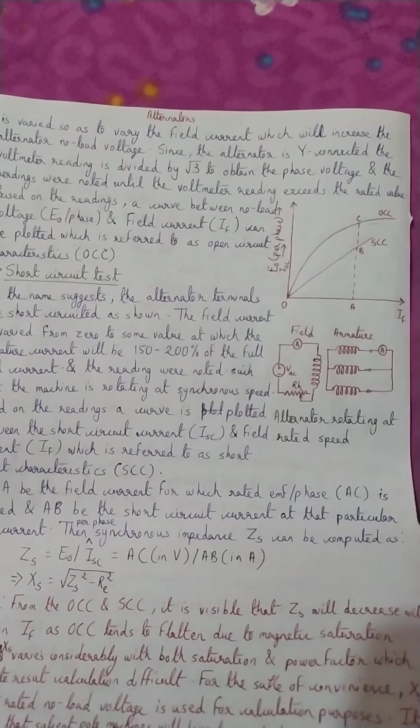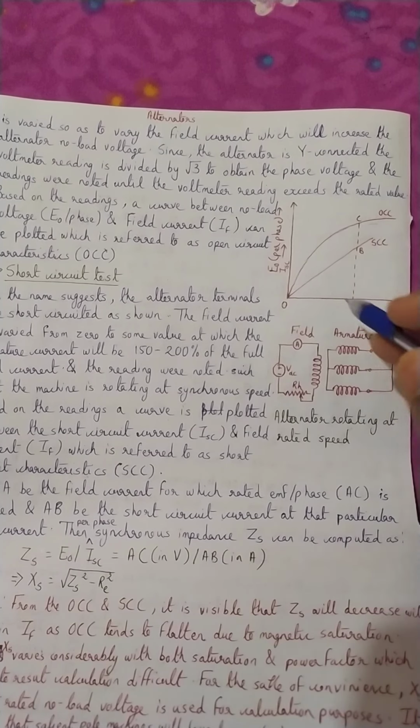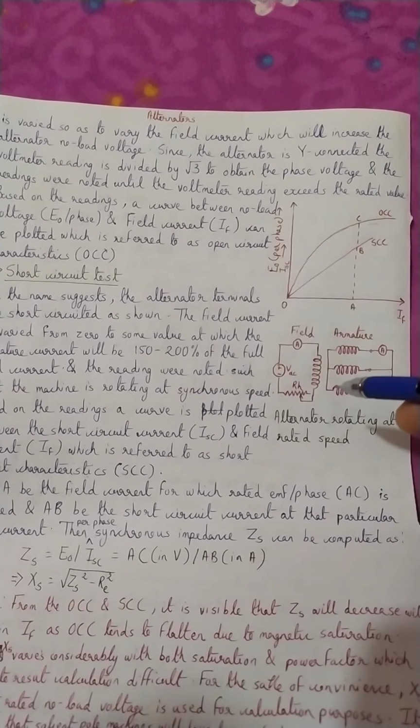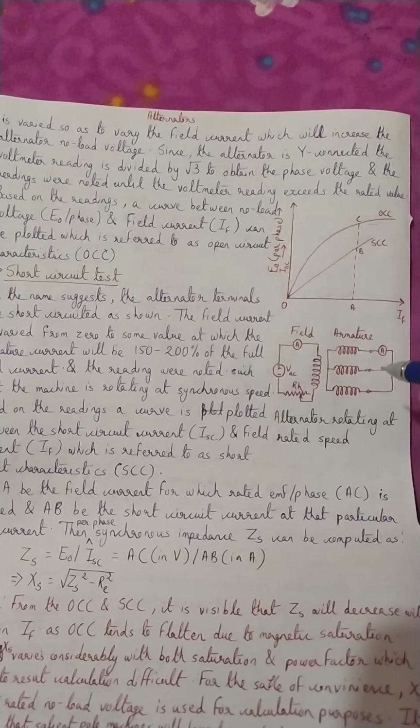Then we will be performing the short circuit test. We had performed a short circuit test of a transformer as well. So what we know, we will be short circuiting the output. We will be short circuiting the armature output, and in one phase we will be connecting an ammeter to measure the armature current. Again, we have to do the experiment very carefully because a little variation of the field current can result in a significant change in the armature current.